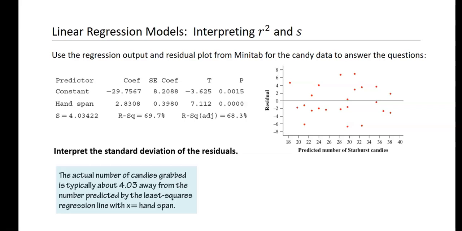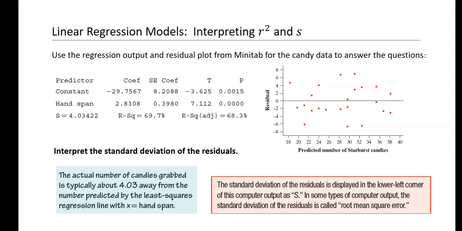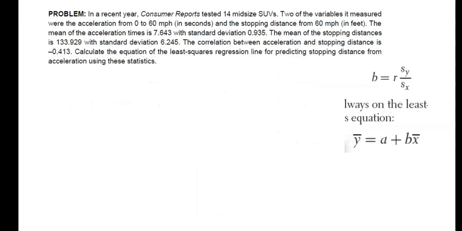The actual number of candies grabbed is typically about 4.03 away from the number predicted by the least squares regression line. So the actual, that vertical distance there, is typically about 4.03. The residual is about 4.03 away from the regression line. It's S, it's called the square root mean square error. Oh wow, okay. So that's the lesson for today.